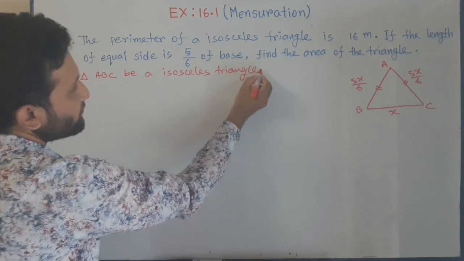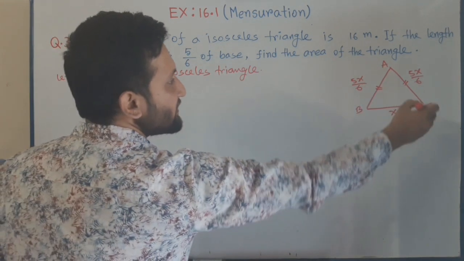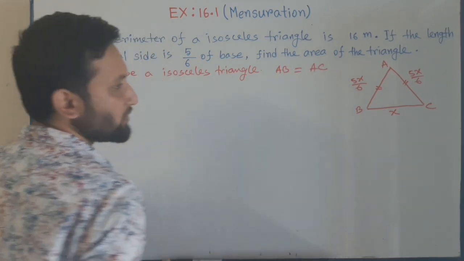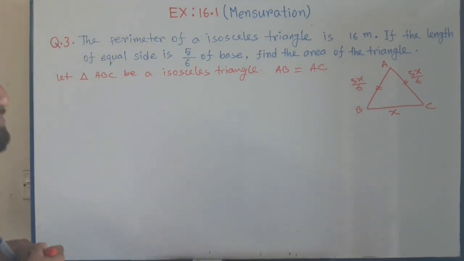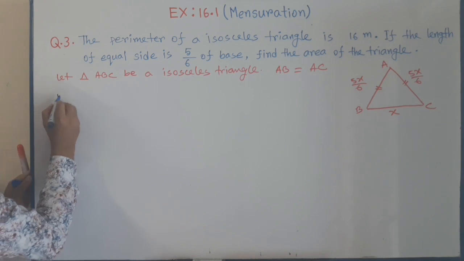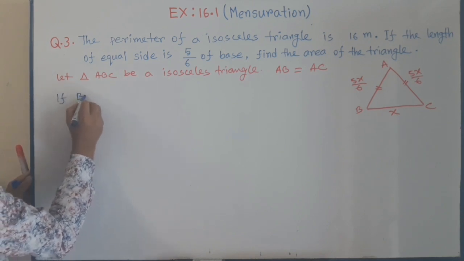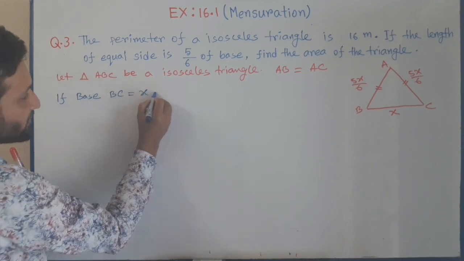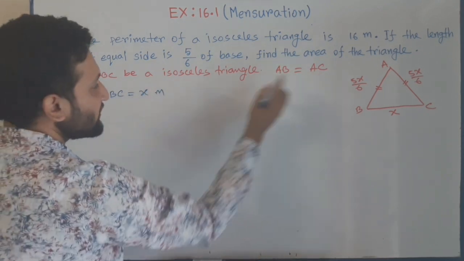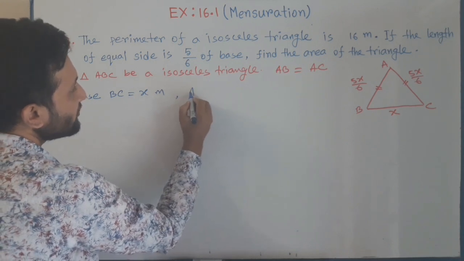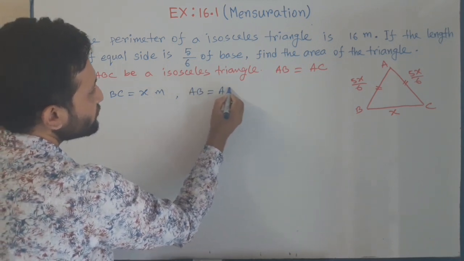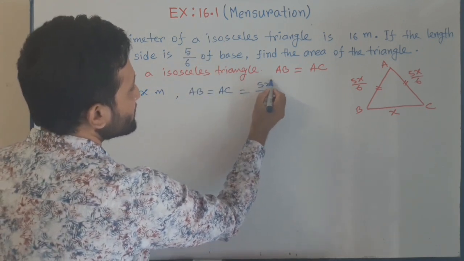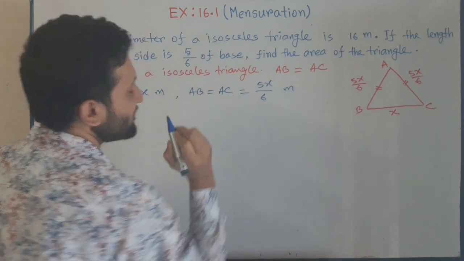ABC is an isosceles triangle where two sides AB and AC are equal. If the base BC equals x meter, then the other two sides AB and AC equal 5x by 6 meter.